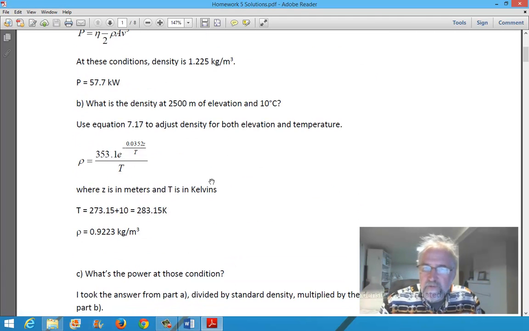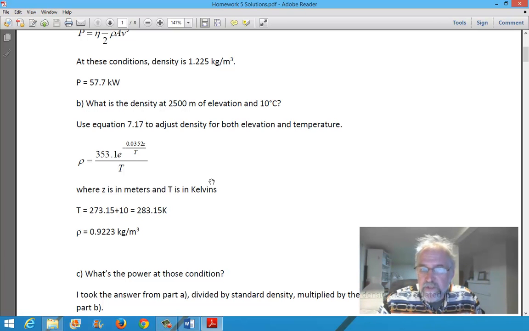Part B was, okay, let's say we put this turbine at 2,500 meters elevation, which is pretty high, right? That's 6,000 feet, maybe 7,000 feet, so that's a high elevation. And it's cold, or colder, 10 degrees C. And this is just to kind of get you a little used to this equation that accounts for both elevation and temperature and predicts air density.